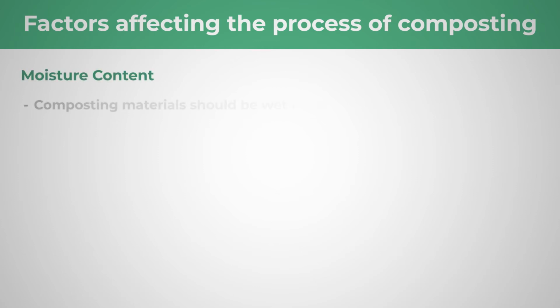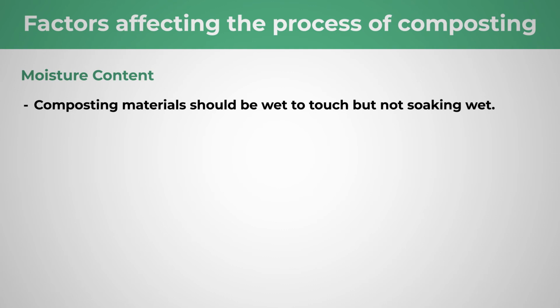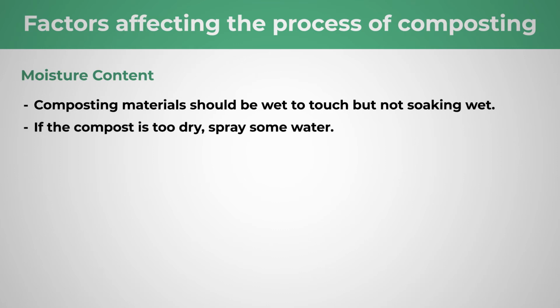Too little moisture would affect microorganisms' activity and make organic matter hard to decompose, while too much moisture could bring down the composting speed. Ideally, composting materials should be wet to the touch but not soaking wet. If the compost heap dries out, spray it with some water when turning or stirring it. If it's too wet, add some dry waste such as dry leaves, straw, and soil. Keep the compost in a shady spot so it will not dry out.